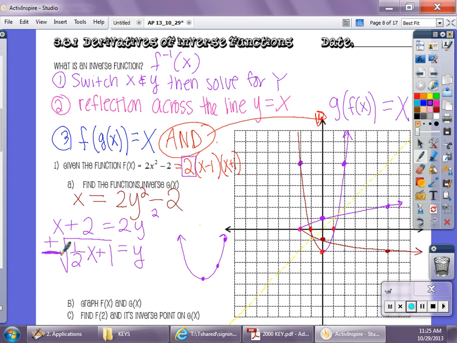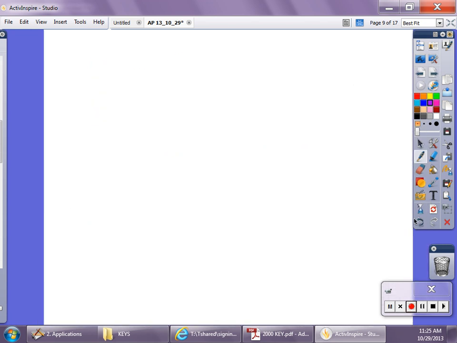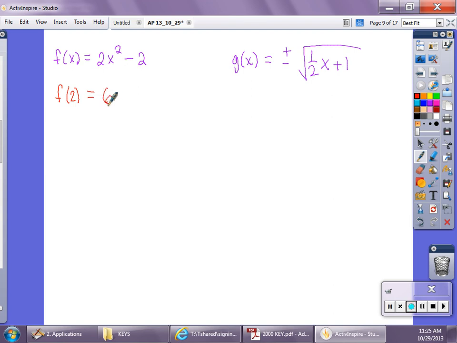Graph them all. All right, we're going to do part C, but we're going to do a few of them, so kind of write small. I've noticed that I liked this way a little bit better. Okay, so given that you have f of x, and that was 2x squared minus 2, we have g of x, which is plus or minus the square root of 1/2 x plus 1. I would like for you to find, first, f of 2, which we knew, right? F of 2 was 6. Without using the function up there, what is g of 6?